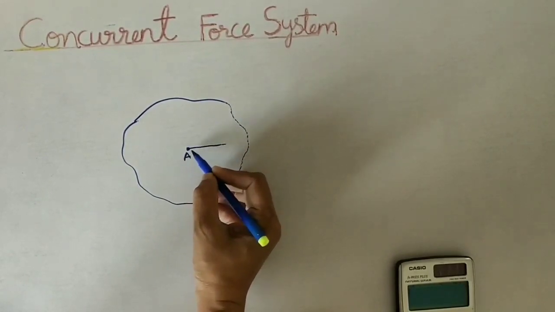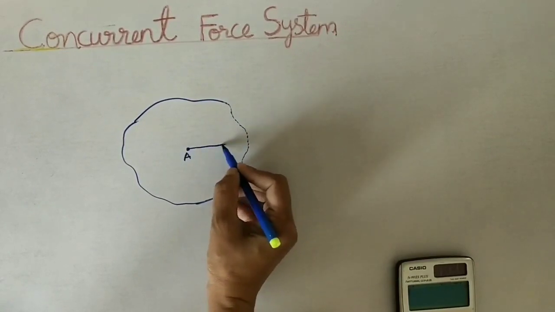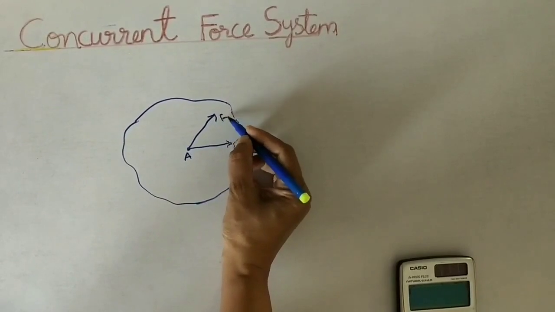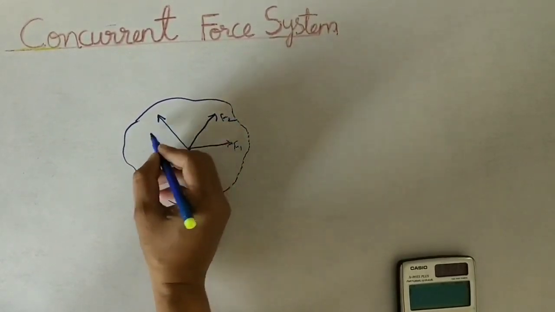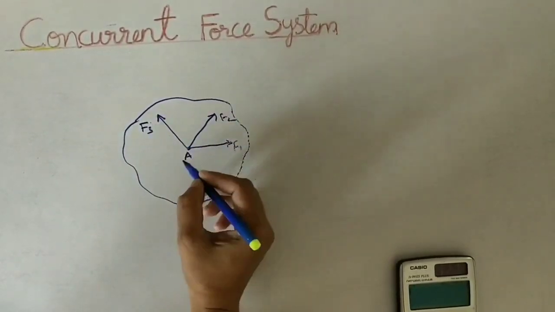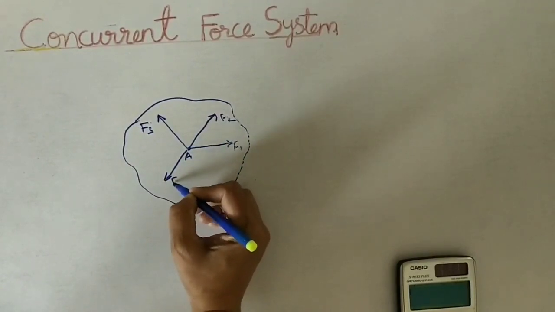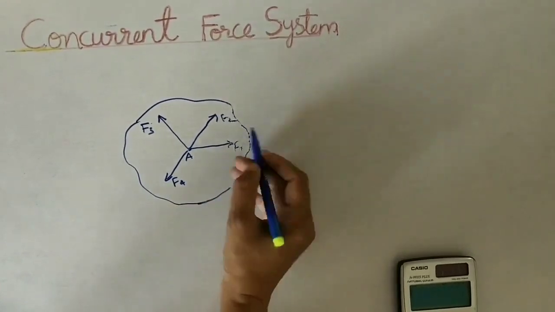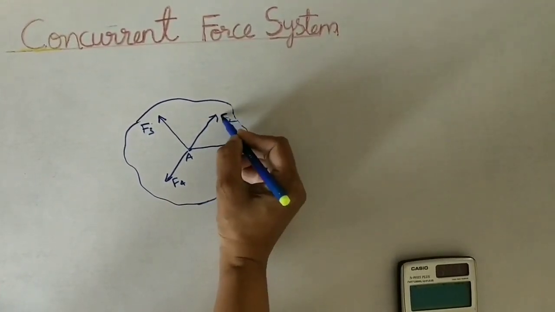It may be A point, B point, C point, like that. It is one of the object, given object. So all forces are acting at this point. For example, I am taking all these forces at this A point. A is called concurrent point. At this point all forces are acting.